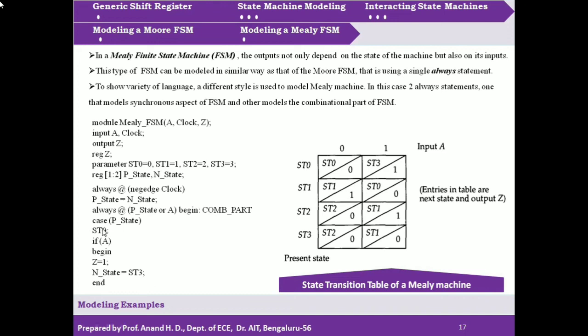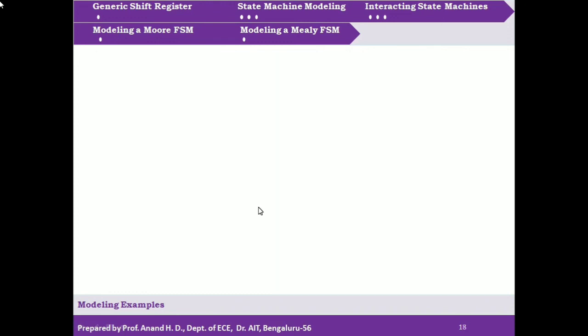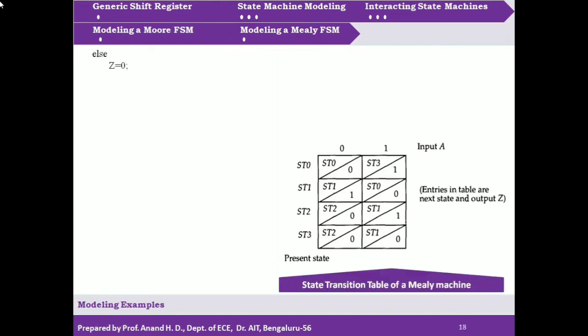ST0. So what it says, if A is equal to 1, then Z is equal to 1. So if present state is 0 and input is 1, then Z, that is output, will be equal to 1. And there will be a state transition, that is next state equal to ST3. Correct? Else what happens? It remains in the same state and output Z is equal to 0. Correct? So that is what is modeled here.